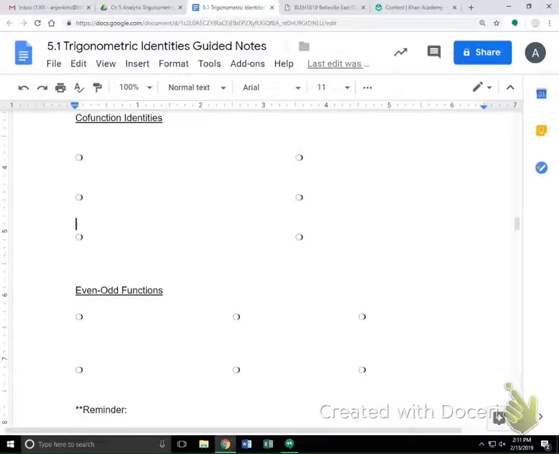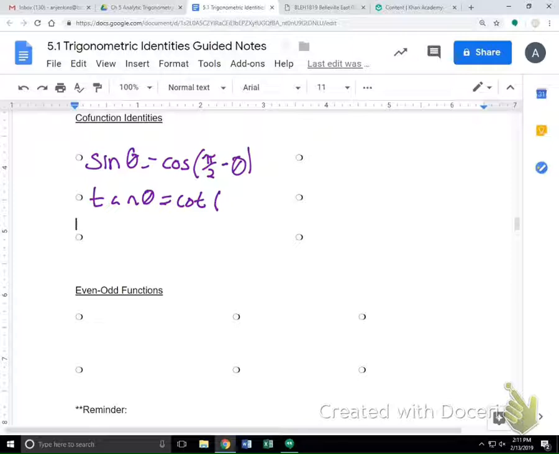So we now are at cofunction identities. We have sine theta equals cosine of pi over 2 minus theta. You have tangent of theta, which is equal to cotangent of 2 pi minus theta. We have talked a little bit about this. We have secant of theta, which equals cosecant of 2 pi minus theta.